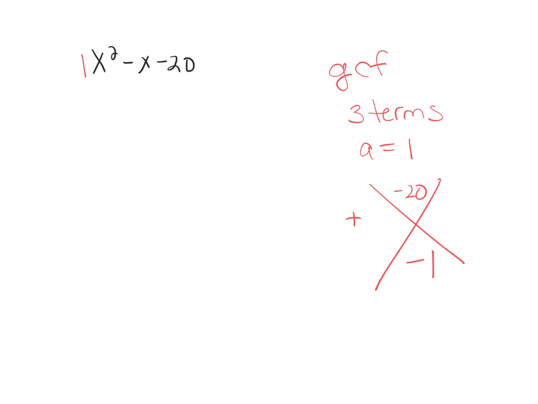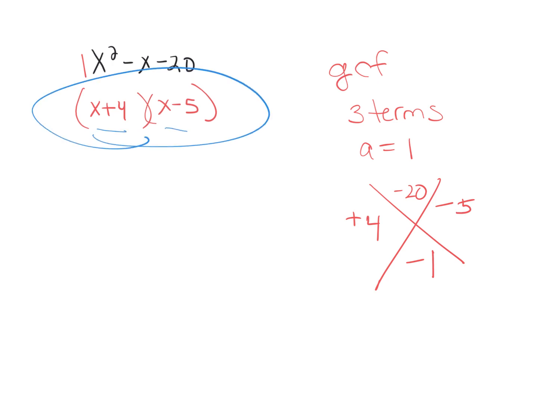And so if they're multiplying to a negative 20, we need one to be positive, one to be negative. And we need them to add to a negative 1, so that's going to be a negative 5 and a positive 4. And then my factors must be x plus 4 and x minus 5. Neither of those factors can be factored any further, and so then that is my answer.